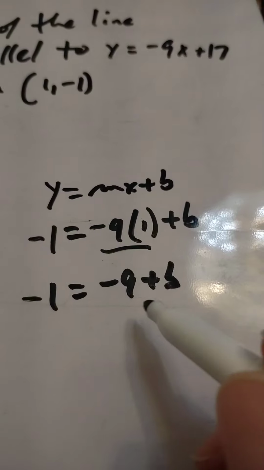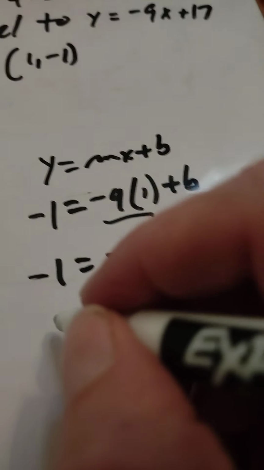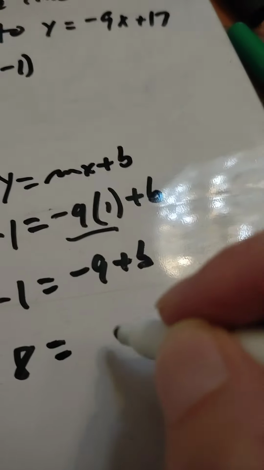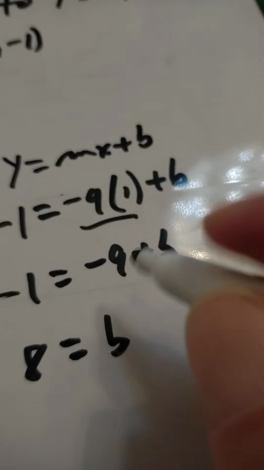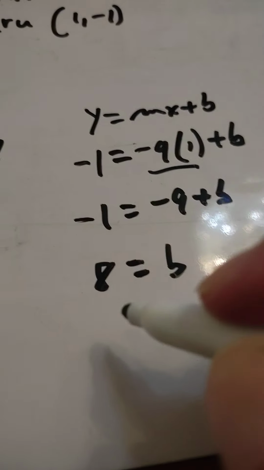Add 9 to both sides to get b by itself. What's negative 1 plus 9? 8 equals b. When I add 9 to both sides, I get that. And now I got my equation for the line.